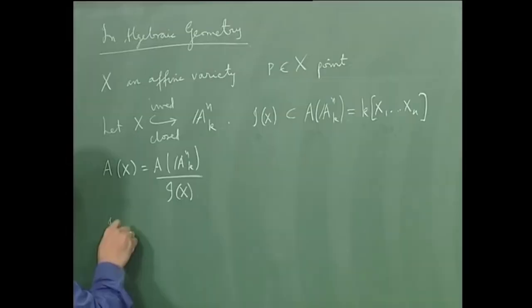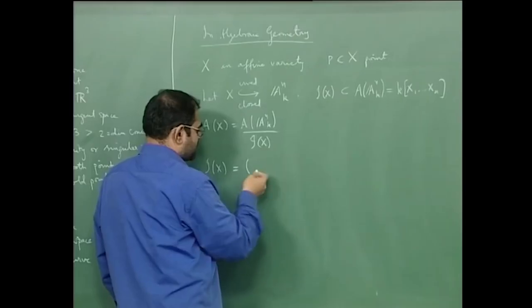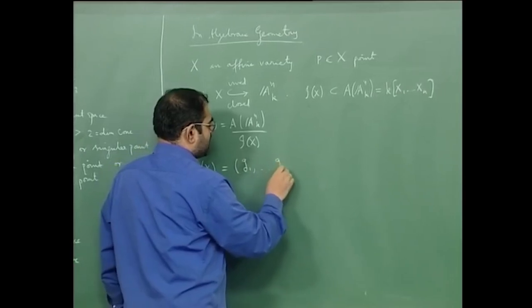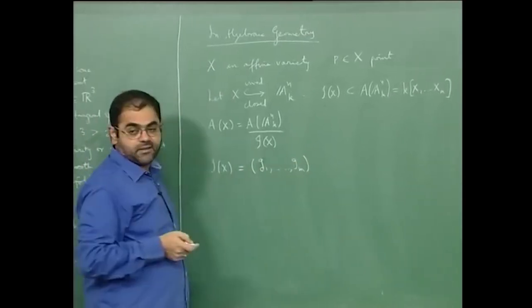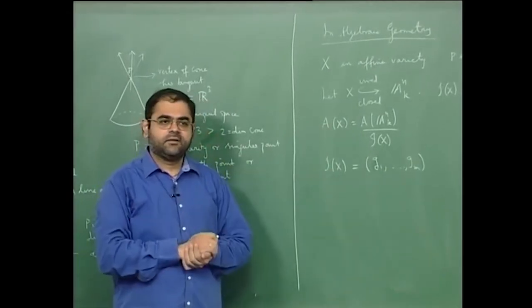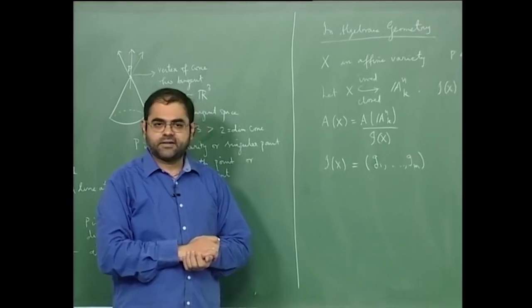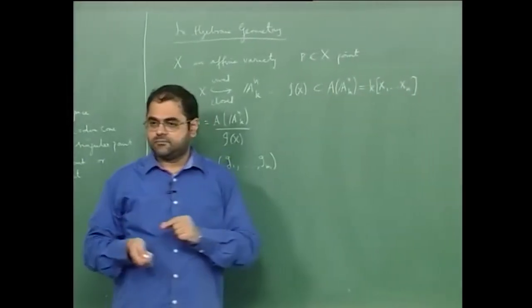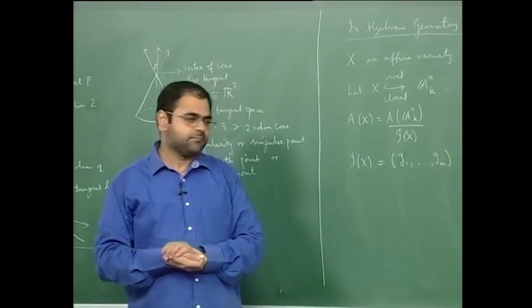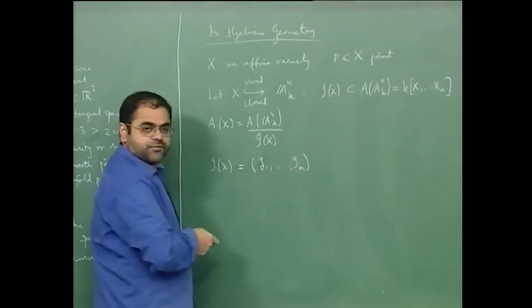The ideal of X is an ideal in this polynomial ring which is a Noetherian ring, so it is finitely generated. So let us look at a set of generators, G1 up to Gm: the ideal is generated by finitely many polynomials. This is true because in a Noetherian ring any ideal is finitely generated, and the polynomial ring is Noetherian by Hilbert's basis theorem. So you choose a set of generators.